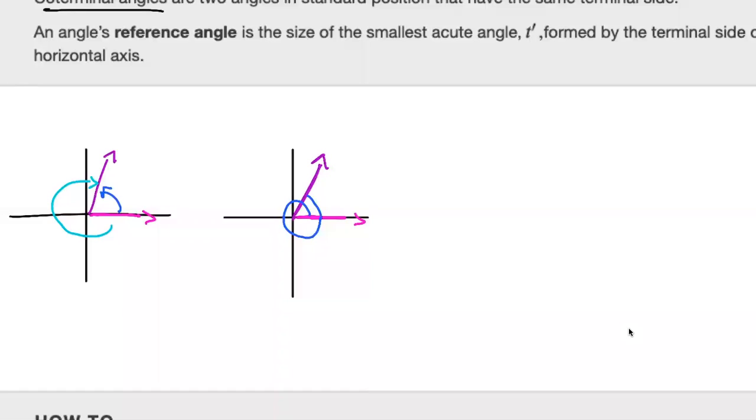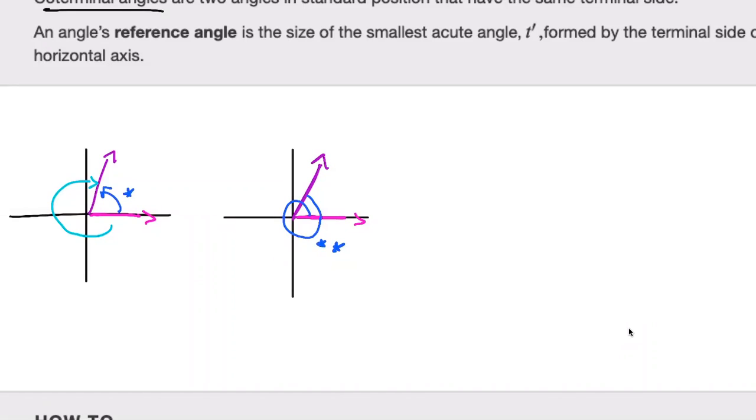Which angle is bigger? This blue one or this blue one? So the blue one with 1 star or the blue one with 2 stars? Which one is a bigger angle numerically? Yeah, the one with the 2 stars, right? Because I went around the circle another time.